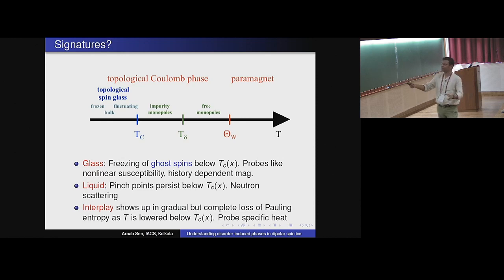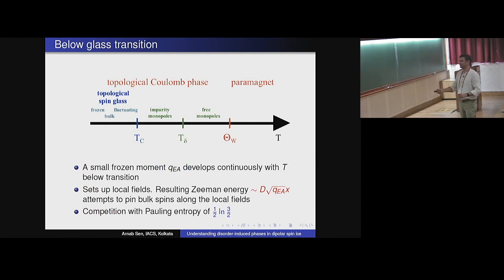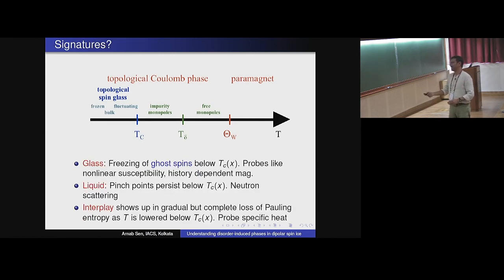fluctuating bulk and the frozen bulk phase, you see that those pinch points that I originally talked about actually survive. So you should see both this and that simultaneously, and the interplay between the liquid and the glass degrees of freedom comes because of this physics, which I very quickly mentioned, and you can see it in the gradual but complete loss of Pauling entropy as you keep lowering the temperature here. But nonetheless, the pinch points would survive here.